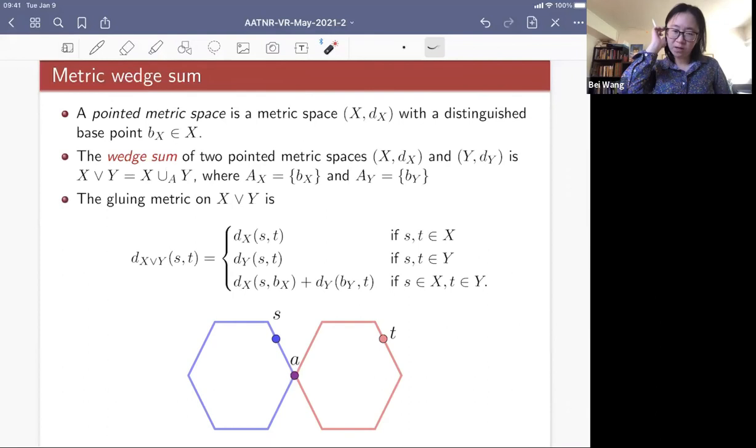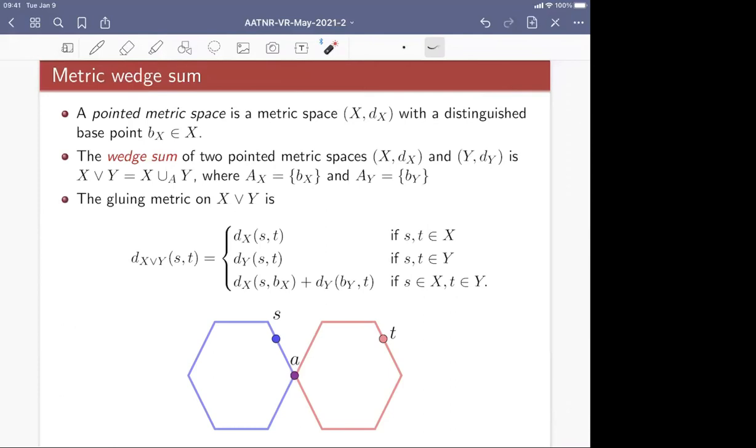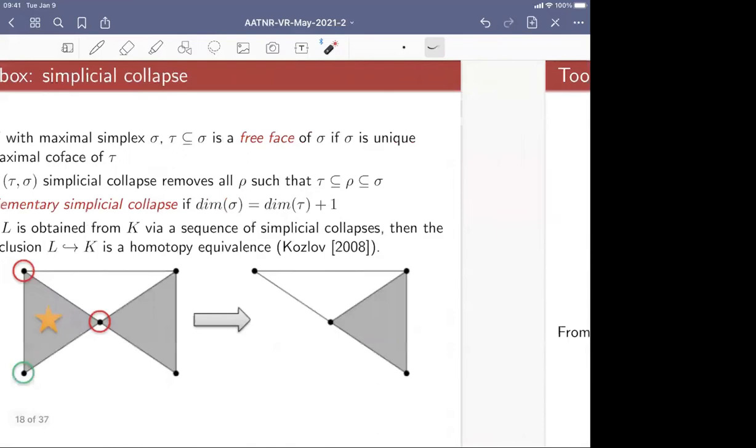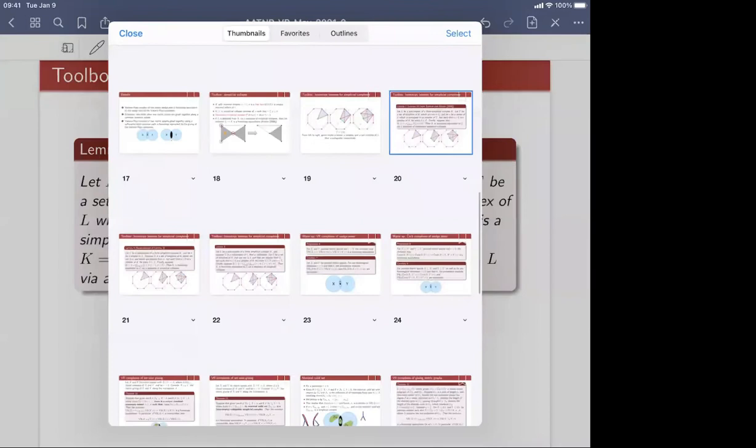So somehow, if you look at the metric graph and you have two points that have just one minimum path between them, you cannot put these two points in one component and the shortest path in the other component.